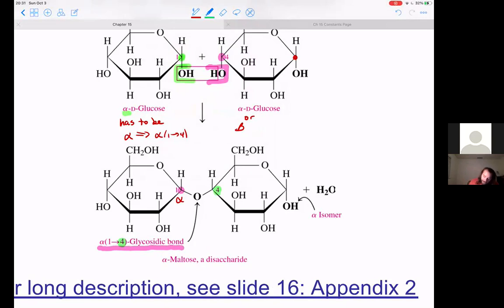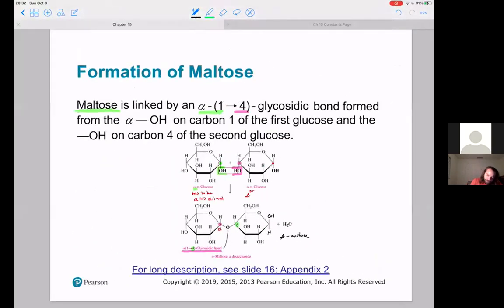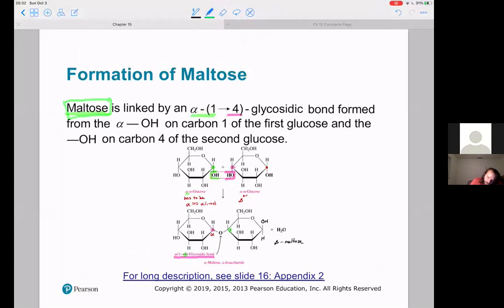Okay, and this is the alpha isomer because that OH group's pointed down. It would be in equilibrium though with the beta isomer, so we can change this around and also get beta maltose by switching the position there. This would now be beta maltose. Okay, so one of the things that we just have to know is that maltose has an alpha 1,4 glycosidic bond.